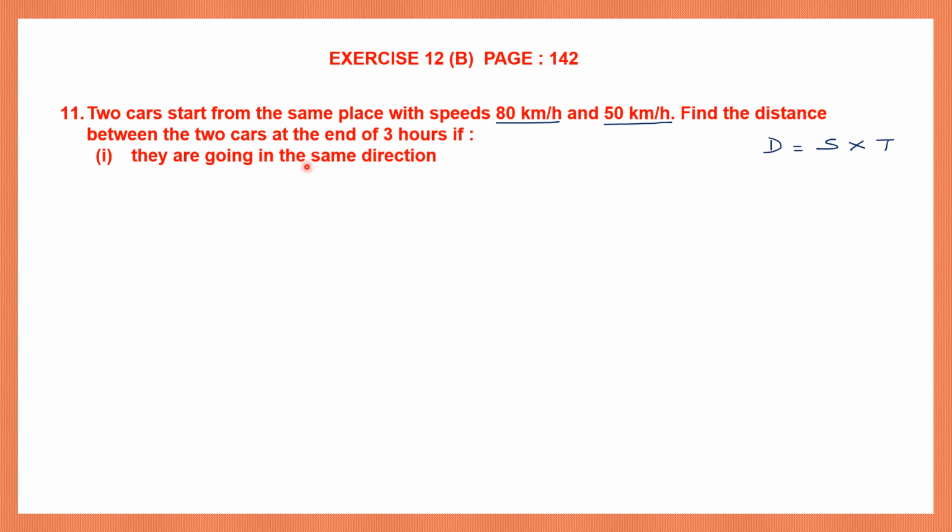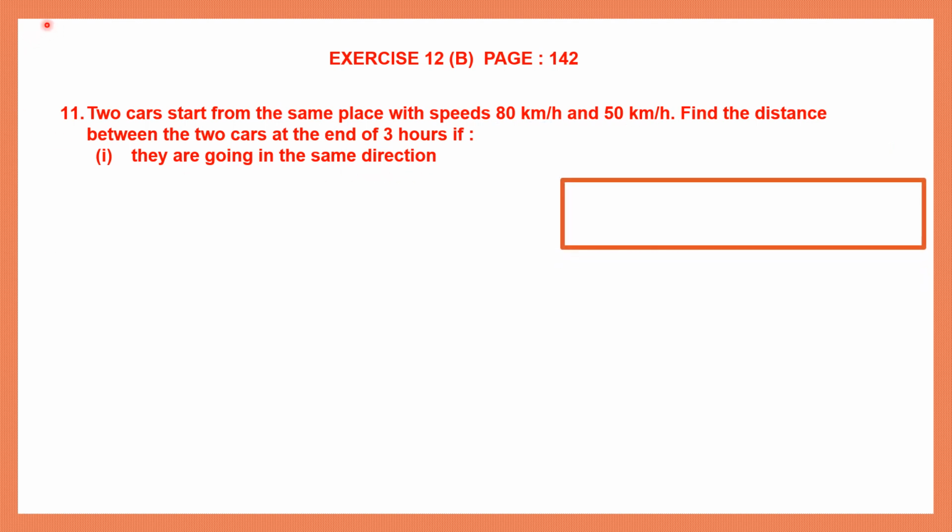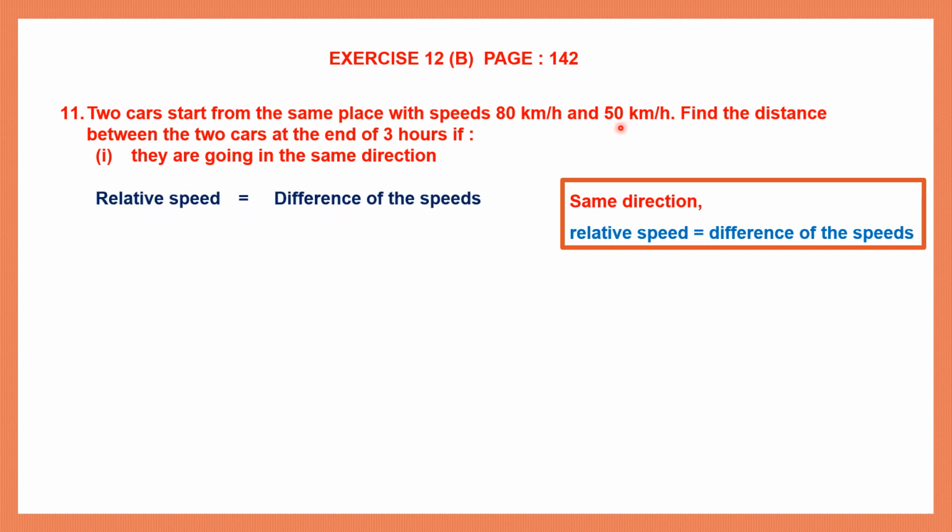So now we have learned about vehicles that go in the same direction. We can find their relative speed. Now how do we do that? If you take vehicles that are going in the same direction, then the relative speed is the difference in speeds. So here they're going in the same direction. So if I have to find the relative speed, I just have to minus the two speeds and I will get the relative speed. So let's do that. Relative speed is difference of the speeds.